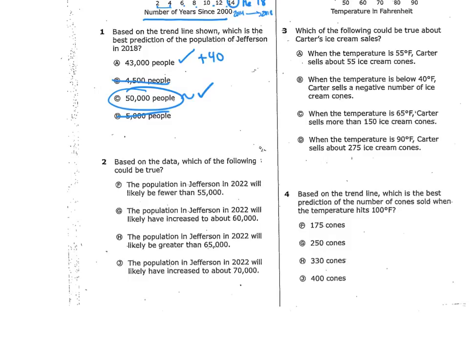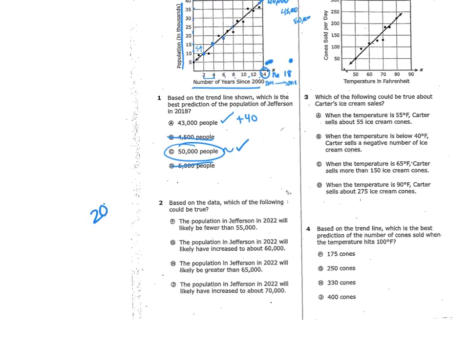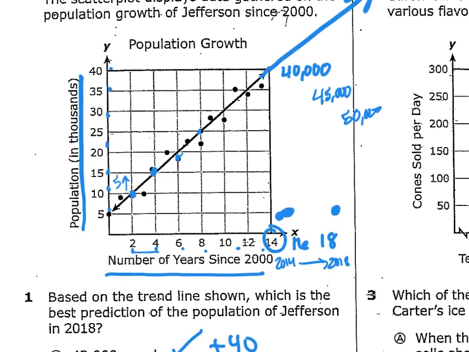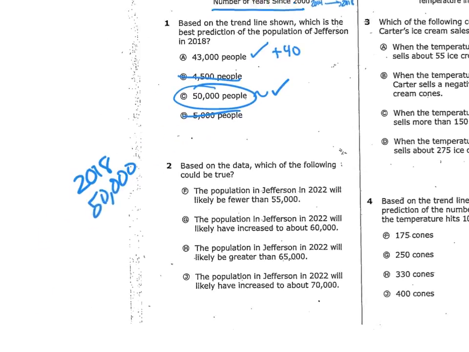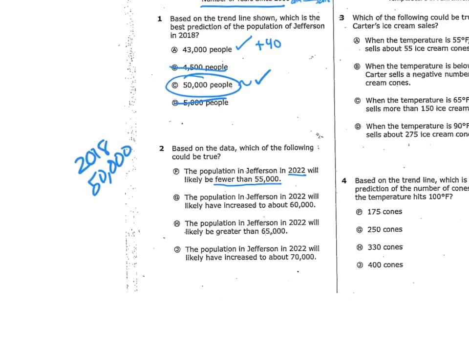So then on number 2, based on the data, which of the following could be true? Okay, so just remember on that following data, we were thinking in 2018 the population was about 50,000. And it looked like generally the population was going up by 5,000 every 2 years. Okay, just based on that line that we're looking at. So it's going up 5,000 people every 2 years. So the population in Jefferson in 2022 will likely be fewer than 55,000.